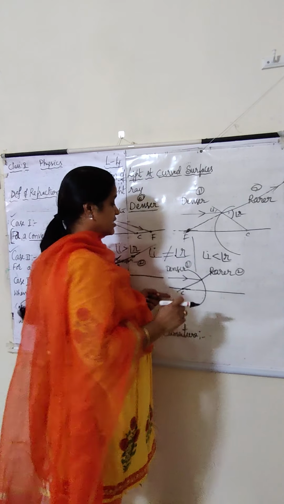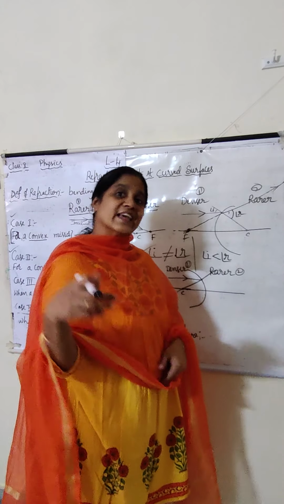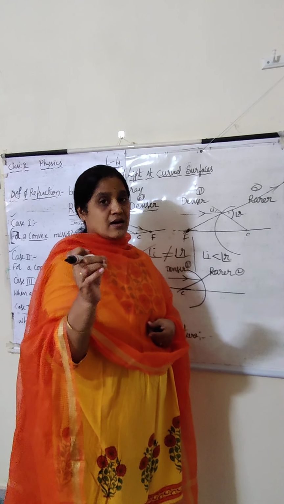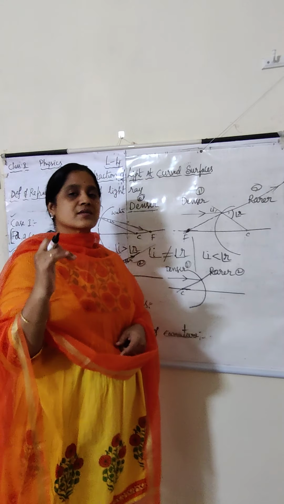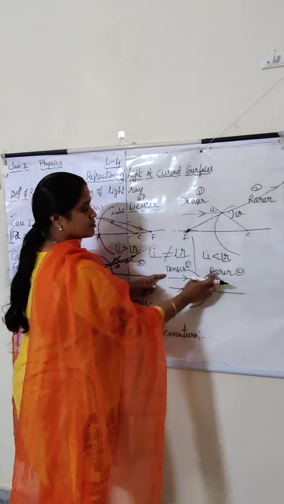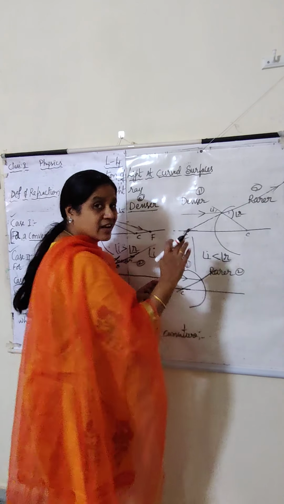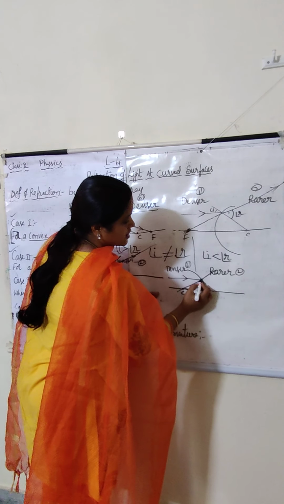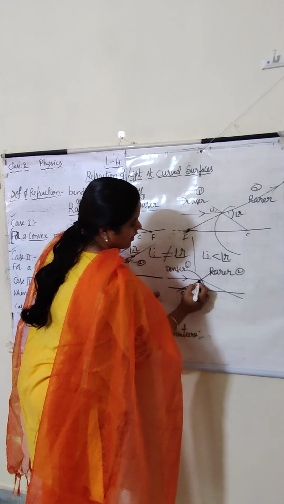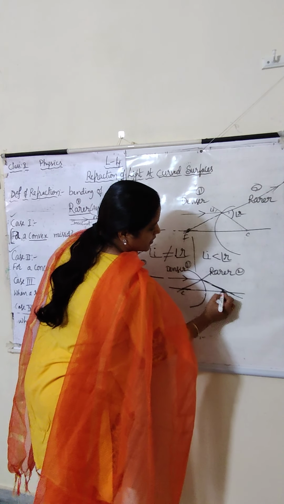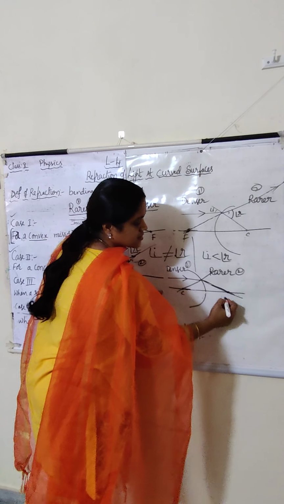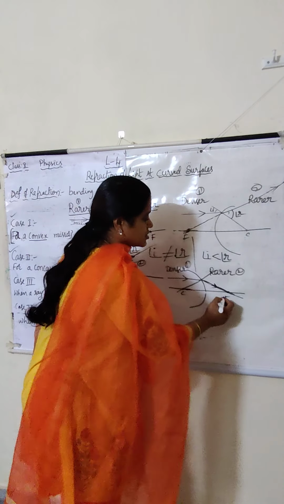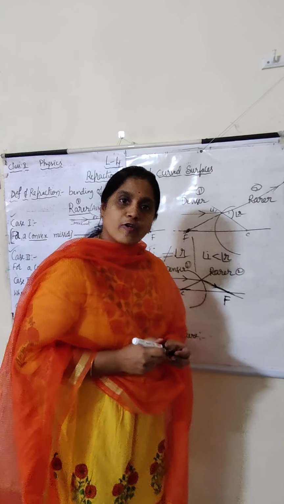When a light ray travels from denser to rarer, its speed increases. Rarer to denser means its speed decreases, but denser to rarer means its speed increases and it moves away from the normal. So it moves away like this. The refracted ray moves away and touches one point on the principal axis. Where it touches the principal axis, we call it the focal point.